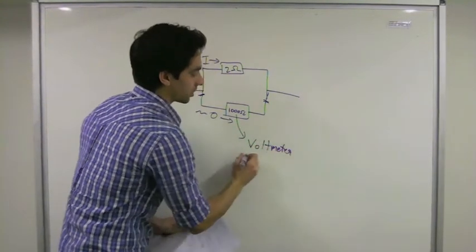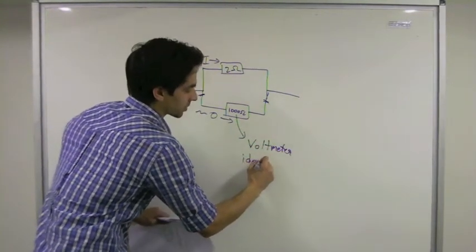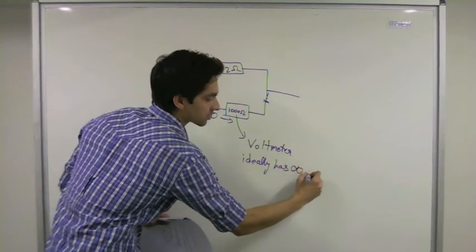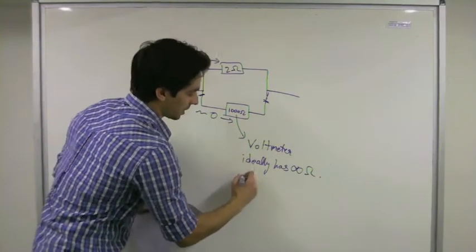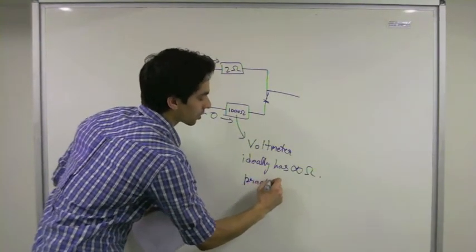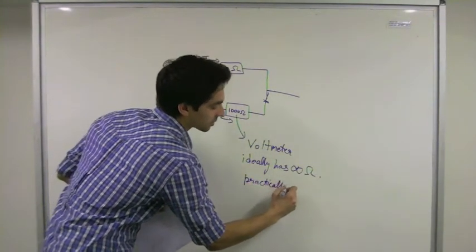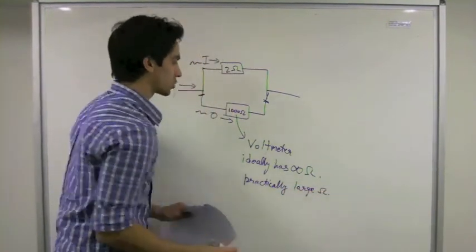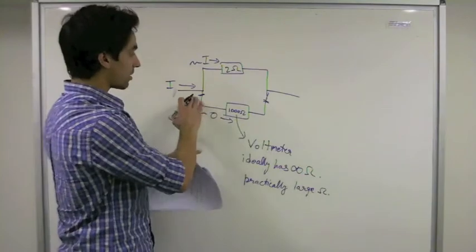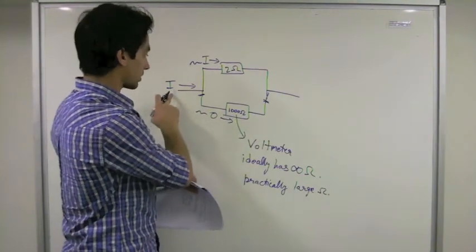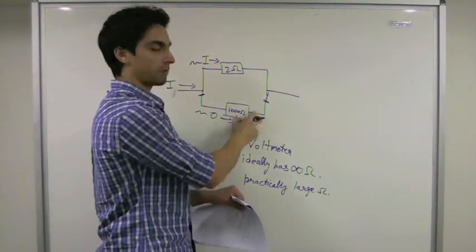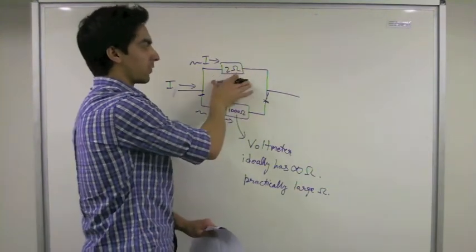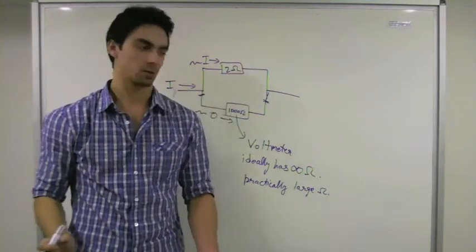A voltmeter ideally has infinite resistance. But practically, it has a large resistance, so that a minimal amount of the circuit current actually flows through this, and therefore it's able to accurately measure the voltage across this portion of the circuit.